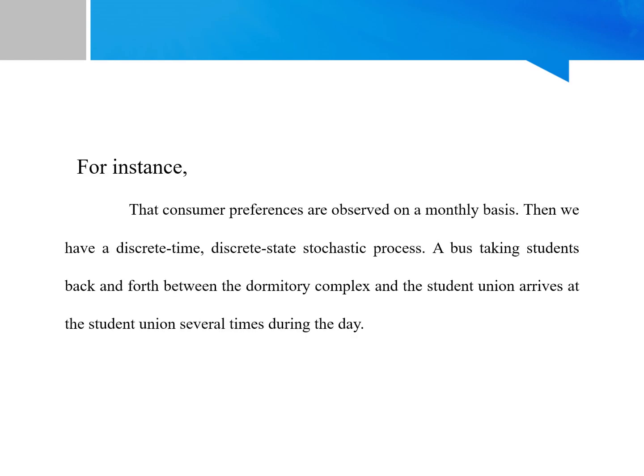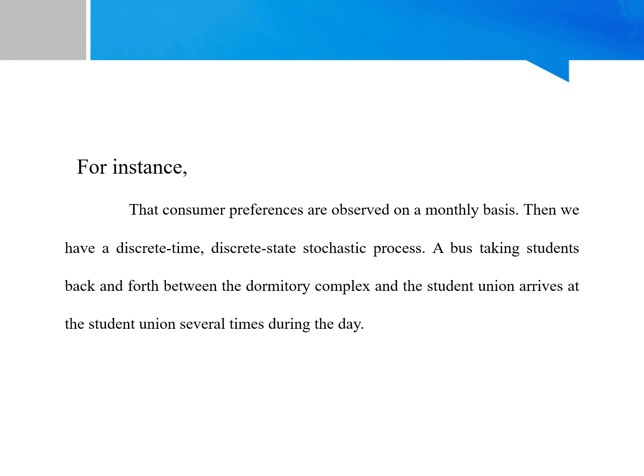For instance, another one: the consumer preference is observed on a monthly basis. Then we have a discrete time, that is first month, second month, and third month. The discrete state space: in the first month, what is the preference of the consumer? So it may be coffee, tea, or anything. So both the state space and the time are discrete.